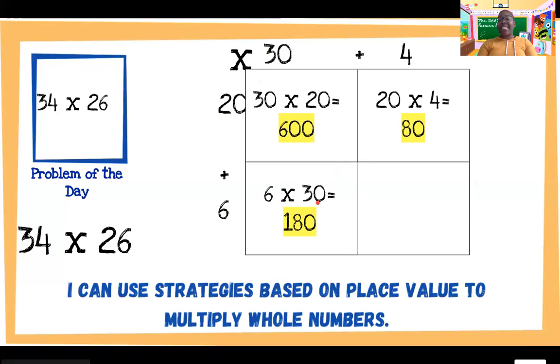And what do we do last? Did you multiply 6 times 4? Absolutely. And 6 times 4 is 24. Great job. We are almost there. So now that we have our partial products, we can put them together to find our solution. So let's add them now. 600 plus 180 plus 80 plus 24. Take a second to figure it out.